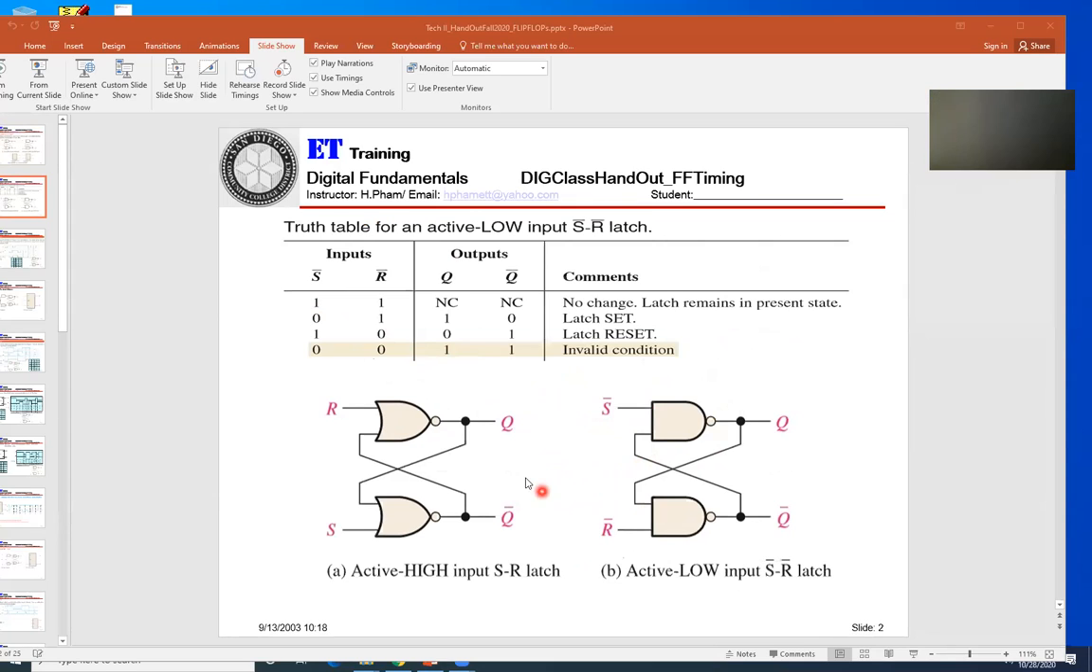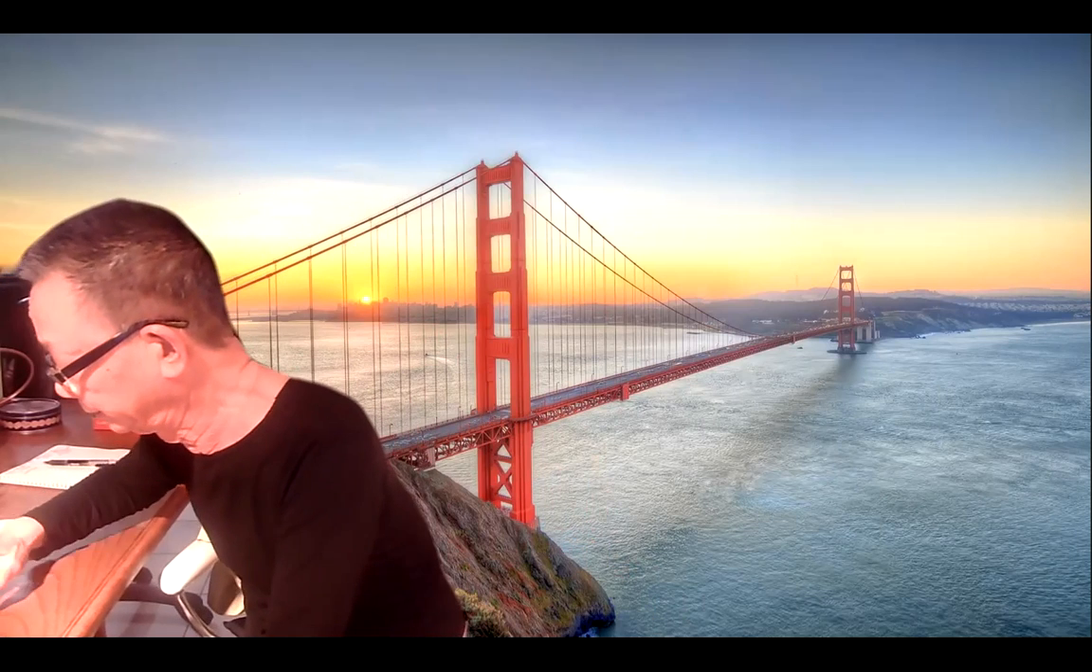Hey, Mr. Pham, while you're doing that, one of the things you're trying to show us is that on the one that says active low, the inputs cannot be 0 at the same time, but they can be 1 at the same time. Perfect. Okay, let me see again.